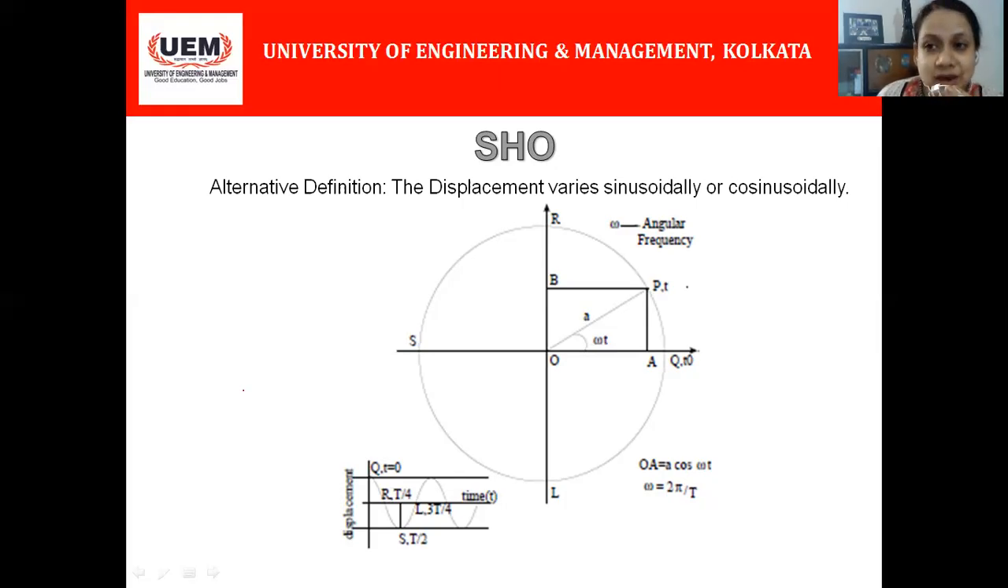Why is this circle special? Because its radius, as you see, is a, that is, it is equal to the amplitude of simple harmonic oscillation. So the radius of this circle is equal to a, the amplitude of simple harmonic oscillation. And suppose at instant of time t, the position of the oscillating particle is P.